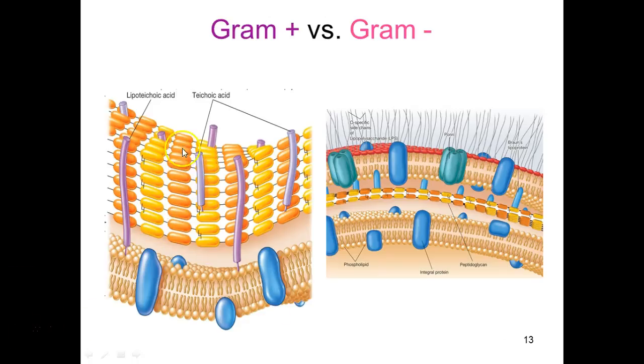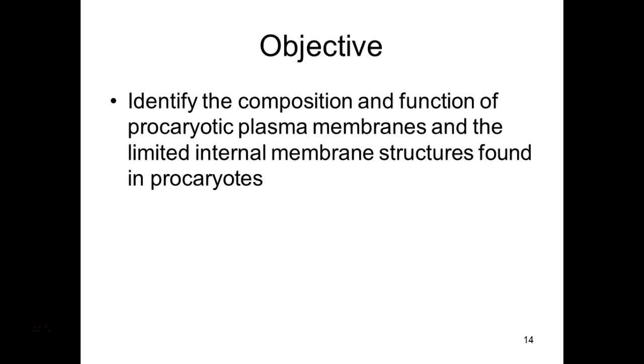So again, remember, really thick peptidoglycan layer for our gram positives. If it's present, which it is for most gram negatives with the exception of mycoplasmas, very thin layer of peptidoglycan. And usually most gram negative bacteria have that outer membrane. And so we're going to start looking into the specifics of these membranes. So we're going to talk about their composition, what they're made out of, how they function, and some of the limited internal membrane structures that are found in some prokaryotes.